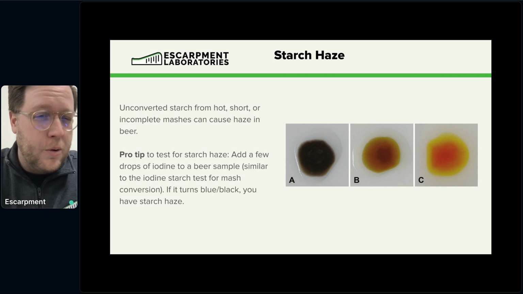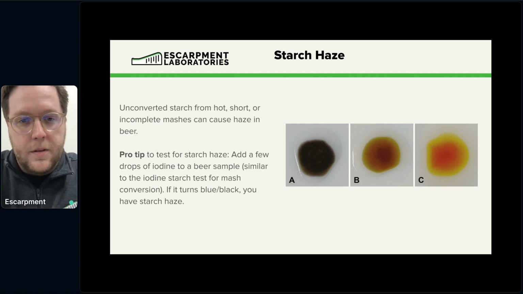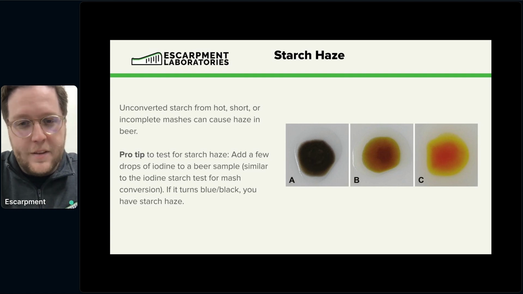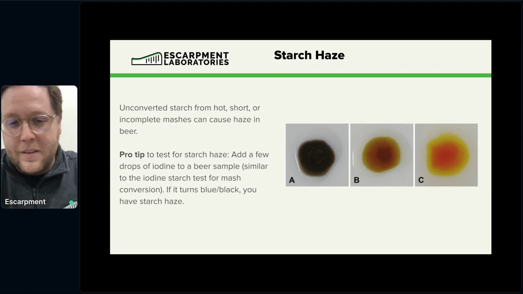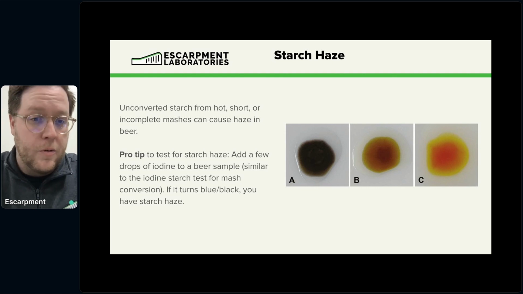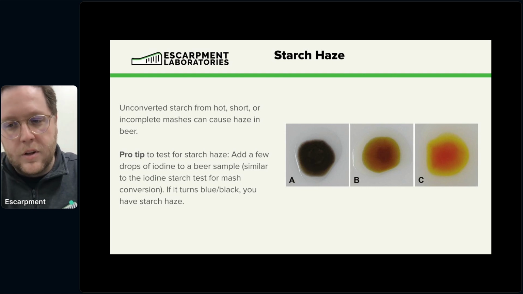Another form of haze that isn't too common, but it does come up, we have seen it, is starch haze. If you have unconverted starches in the wort, in the beer, probably resulting from a hot mash or a short mash or an incomplete mash, that can cause haze in a beer. There's an easy way to test for that. It's exactly like you would test for starch in your mash. You can add a few drops of iodine to a sample of beer. And if it turns dark, blue or black, you know you have starch. The iodine will react with the starch and form that dark color. So that's a good test.